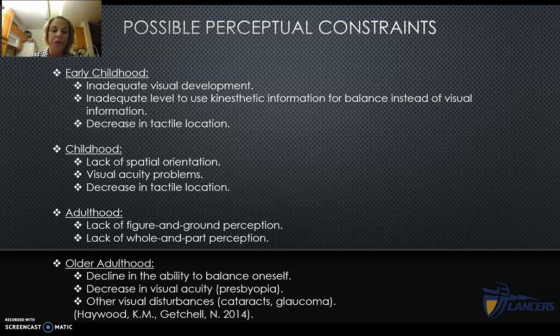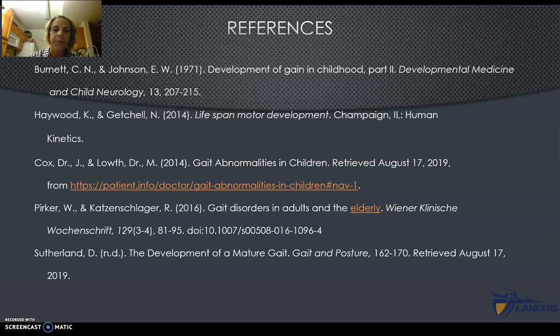Going into older adulthood, there is a decline in the ability of the balance, a decrease in visual acuity known as presbyopia or old-sightedness, so they just don't see as well as they did when they were younger. And then other visual disturbances such as cataracts and glaucoma.